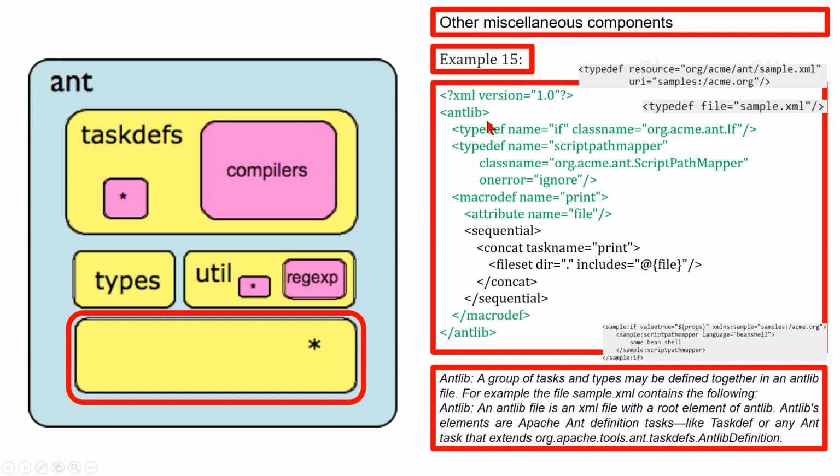The current set of declarations bundled with Ant that do this are typedef, taskdef, macrodef, presetdef, scriptdef. A group of tasks and types may be defined together in an antlib file. For example, sample.xml contains the following. It defines two types or tasks.